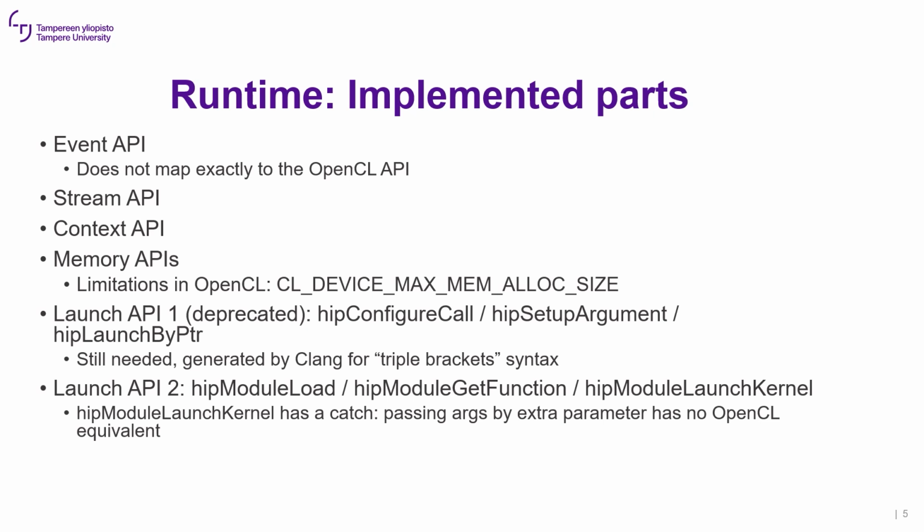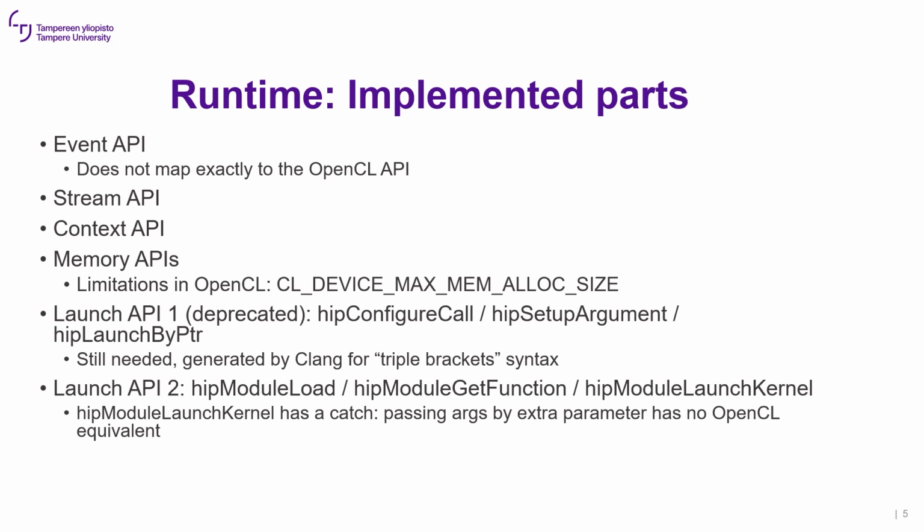The most important parts of the HIP API are implemented with some caveats. The HIP event API does not map exactly to the way OpenCL handles events, because in HIP you create and record events yourself, while in OpenCL the runtime creates and records events internally. This is resolved in HIPCL.